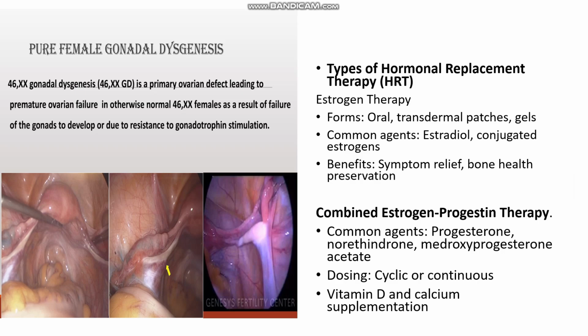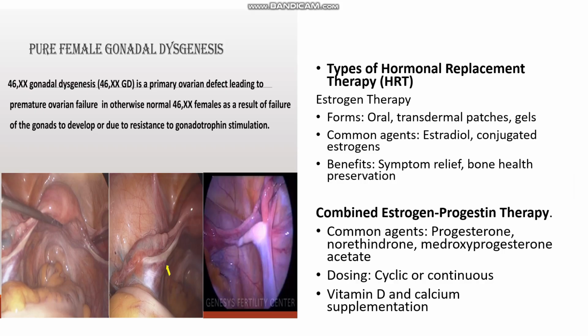The types of hormone replacement therapy in these patients: early on, estrogen therapy is started, in the form of oral, transdermal patches or gels. Common agents are estradiol or conjugated estrogen. Benefits are symptom relief, bone health preservation, and reduction of other cardiovascular complications.